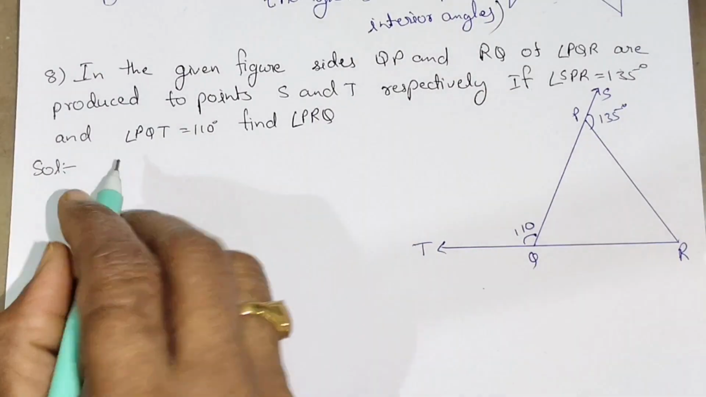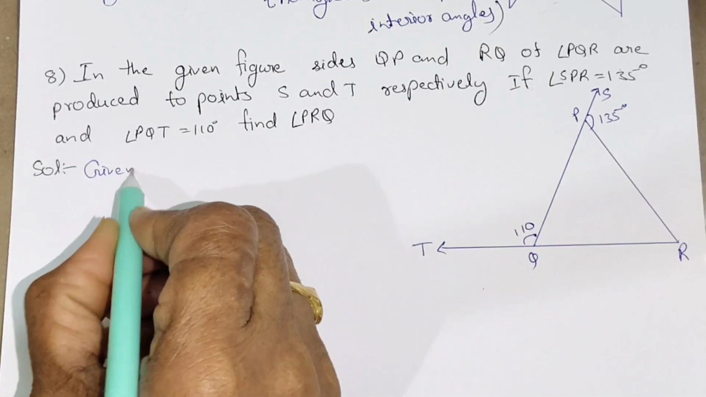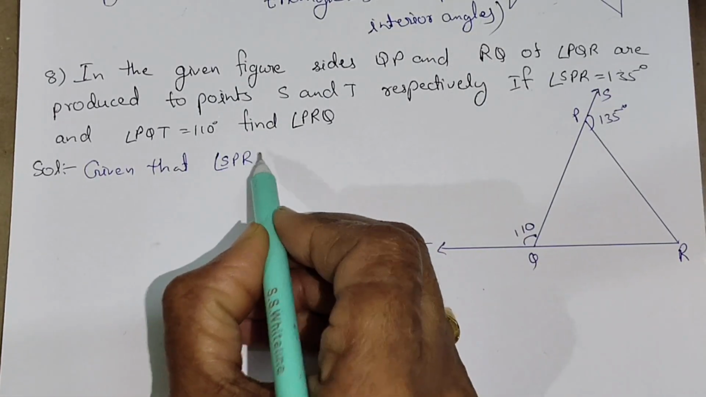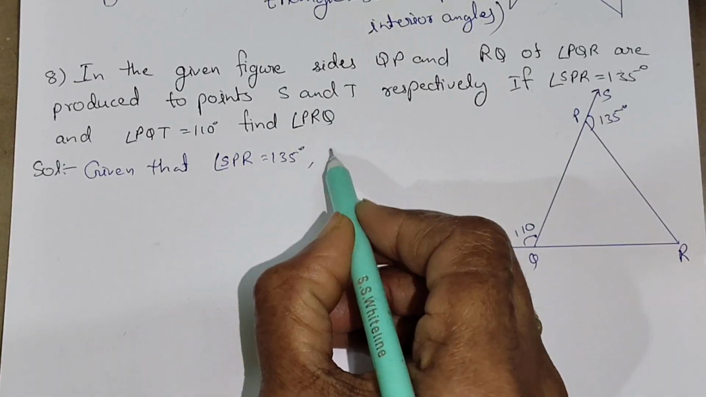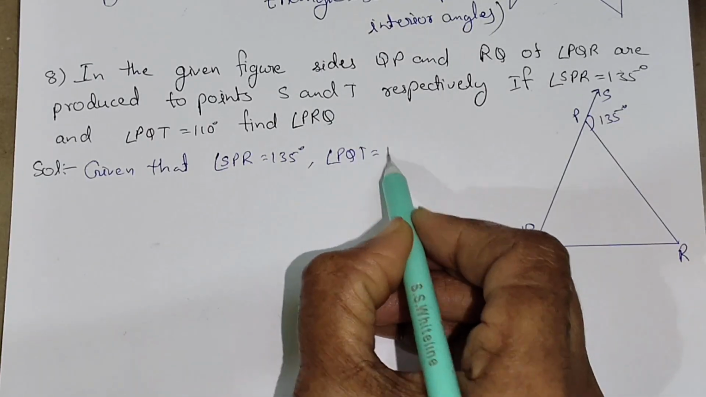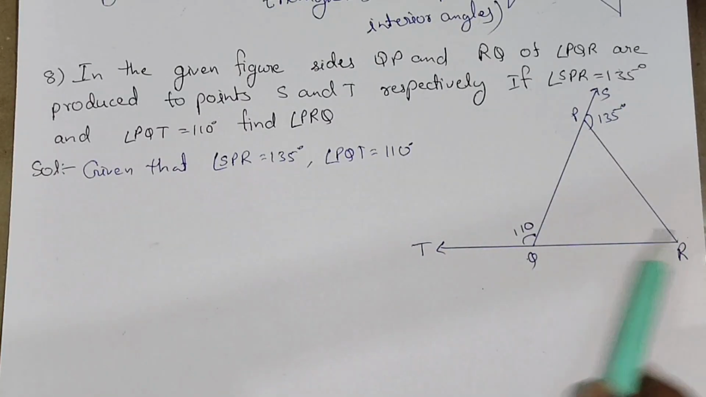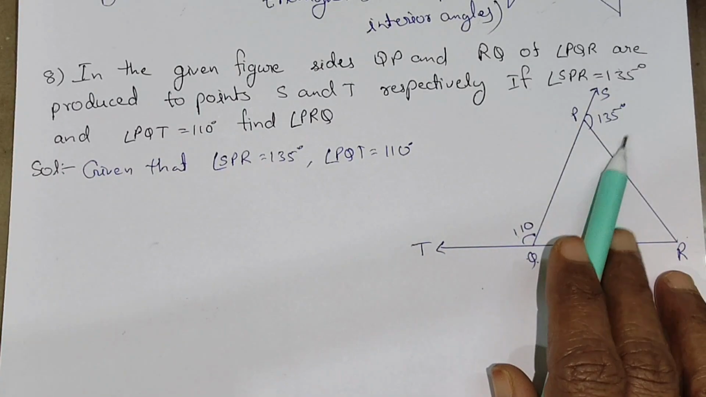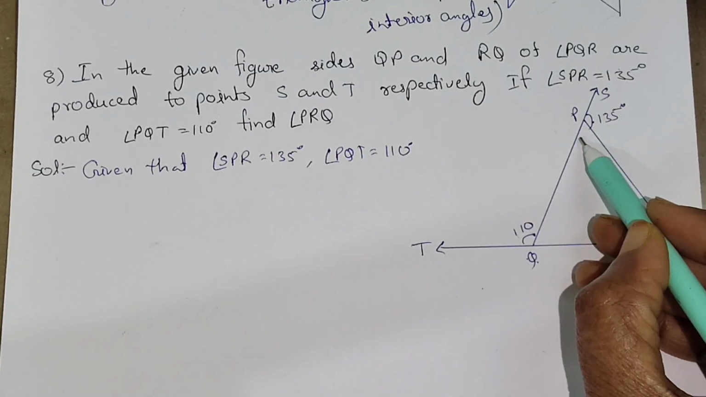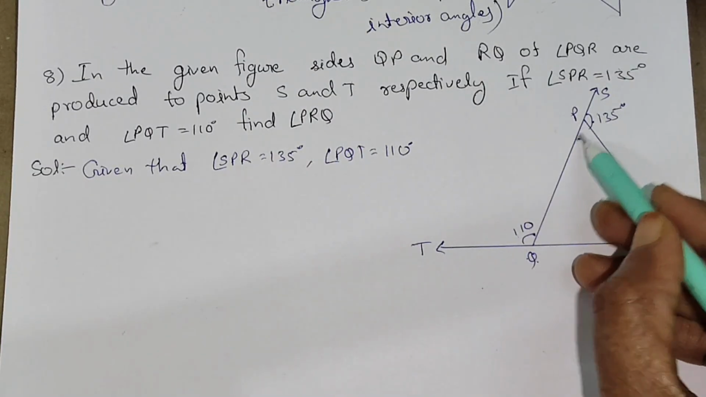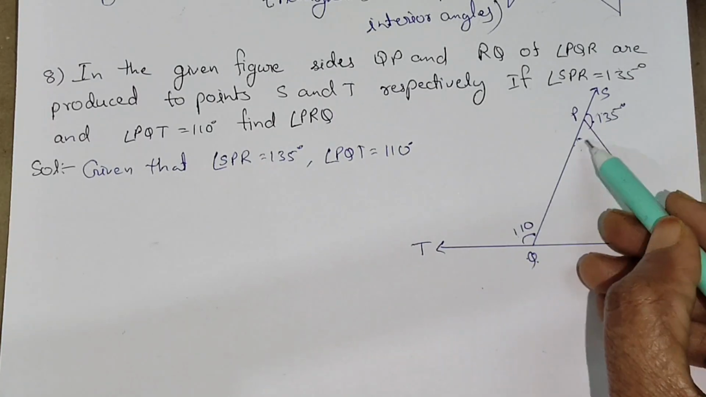From the figure, it is given that angle SPR is equal to 135 degrees and angle PQT is equal to 110 degrees. We have to find angle PRQ. Two exterior angles are given. So first, angle QPR and 135 degrees are a linear pair, so the sum is equal to 180.